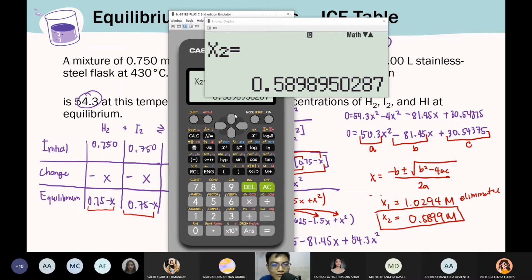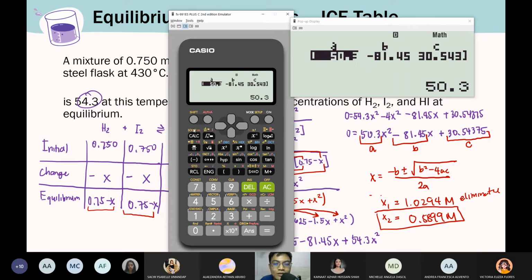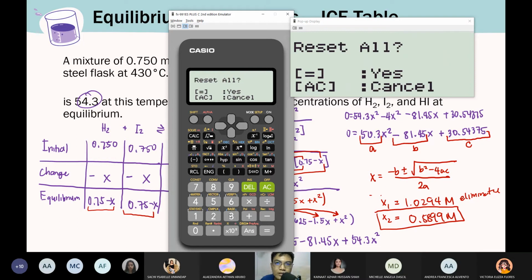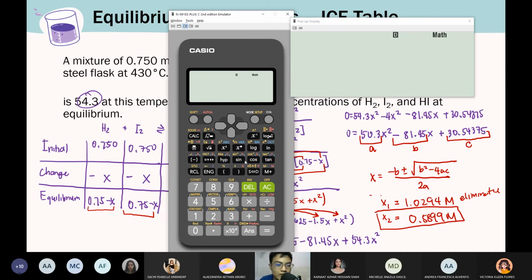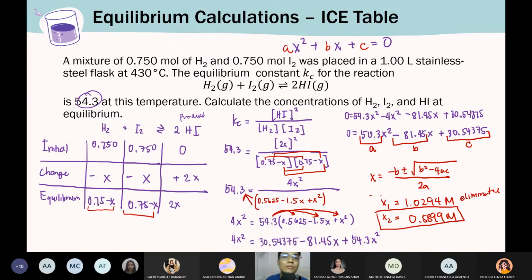So that's 0.75. By the way, kung gusto nyo bumalik yung calculator nyo sa original, ang gagawin nyo, press shift, clear, then 3. Okay? Shift, clear 3, and then equal sign. Ayan, back to normal na ulit siya. Tignan nyo, 0.75 minus 10294. It will be negative, no? So there's no negative concentration. So we need to double check pa rin.